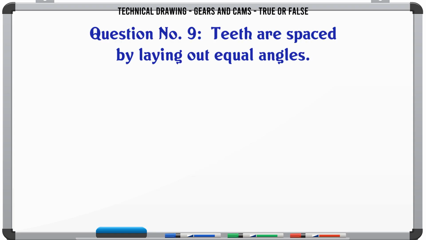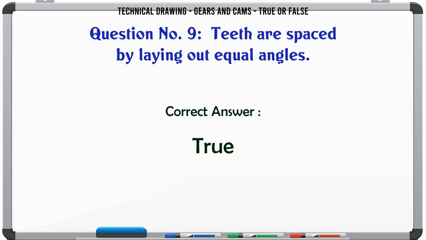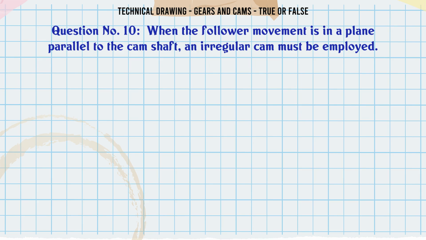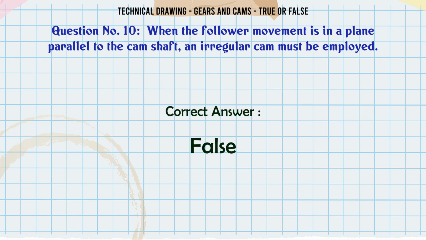Teeth are spaced by laying out equal angles. A. True. B. False. The correct answer is true. When the follower movement is in a plane parallel to the camshaft, an irregular cam must be employed. A. True. B. False. The correct answer is false.